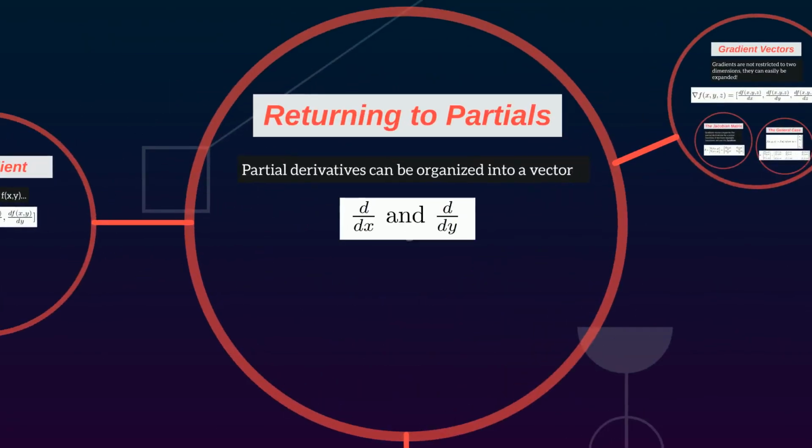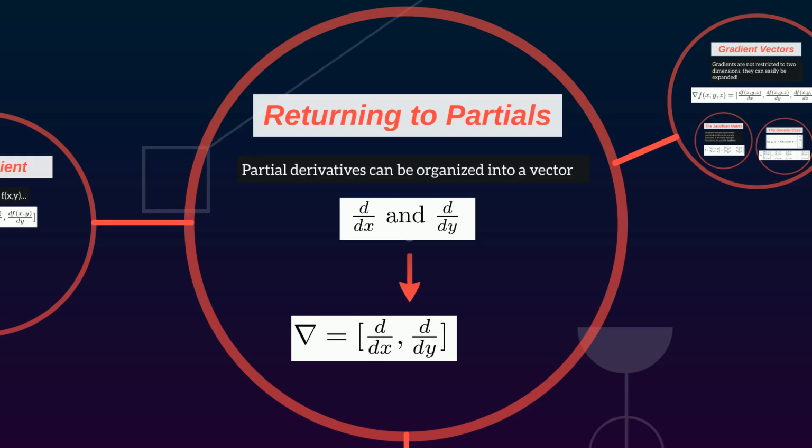Returning to partials. In the previous lecture in video 1, when we were talking about partial derivatives, we noted that we could have the derivative with respect to x and the derivative with respect to y. Instead of having these partials floating around, we can actually organize these into a vector. So we now have a vector with two different partial operators, the first being the partial with respect to x, the second being the partial with respect to y. And this is actually called the nabla operator.